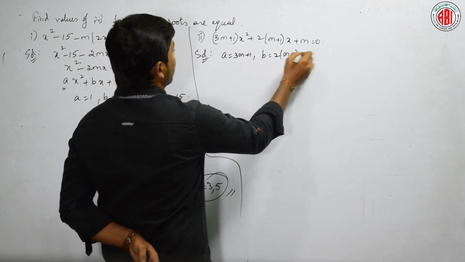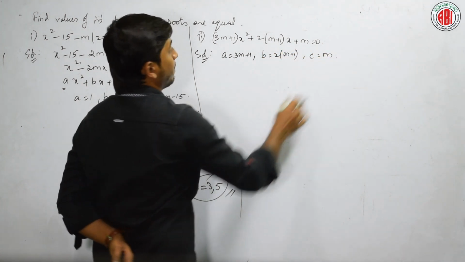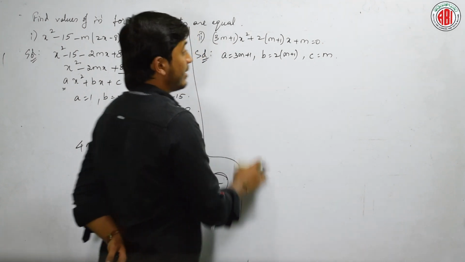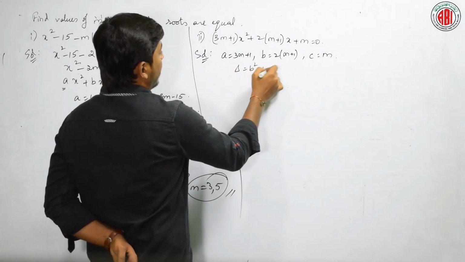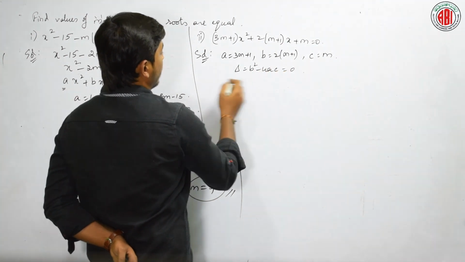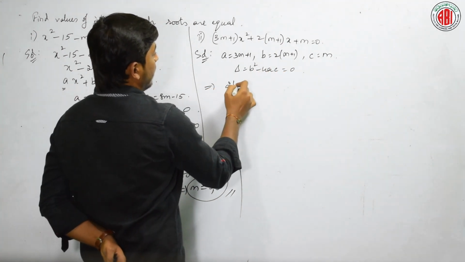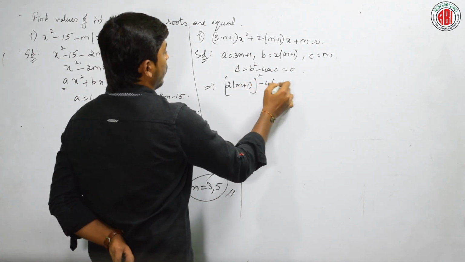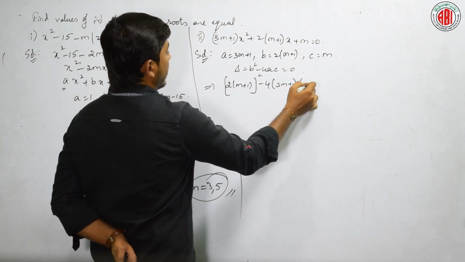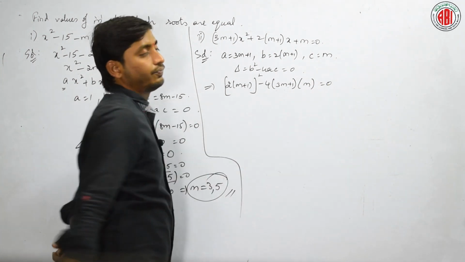2 into m plus 1. What is c? M, isn't it? So, let us directly substitute it. Delta is equal to b square minus 4ac is equal to 0. That is b square minus 4ac is equal to 0.